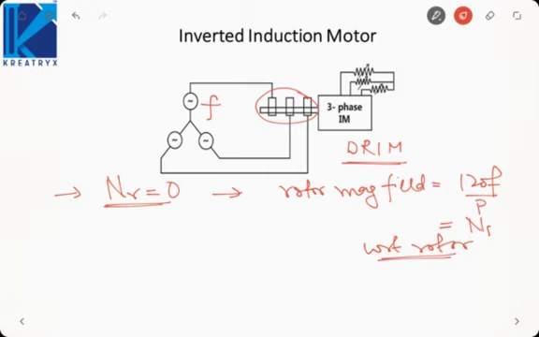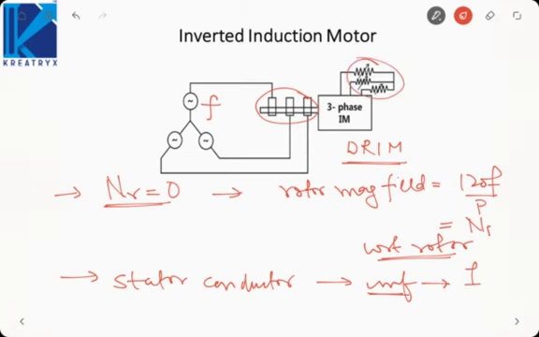Now this rotating magnetic field will cut the stator conductor, and this stator conductor will have some EMF induced. This EMF will cause some current because these are connected to a variable resistor, and this current will oppose the cause. The cause is relative speed, so it will try to reduce the relative speed.